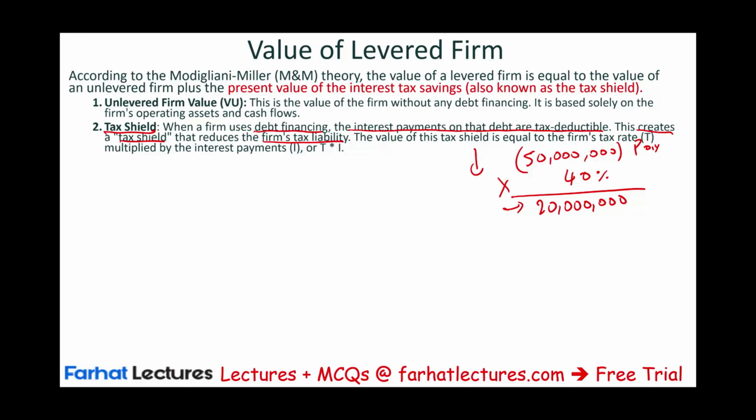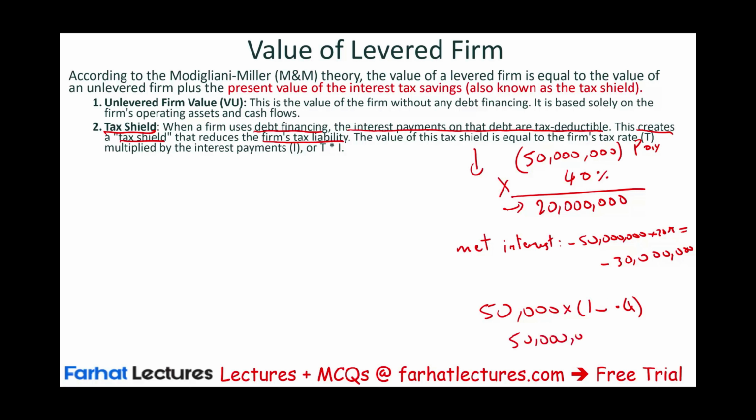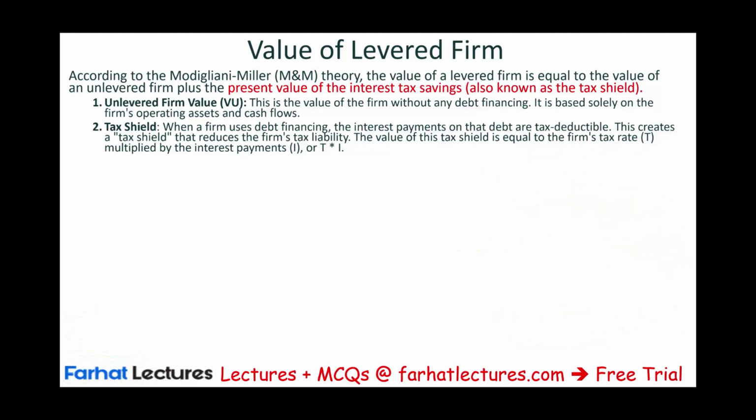We saved $20 million on our taxes, because reducing our taxable income means saving taxes, whatever we reduced by 40%. So simply put, if we want to find the net interest cost for this company, we start with negative $50 million plus $20 million in savings, so the net cost is $30 million. Another way to find this $30 million is $50 million times 1 minus 0.4, 1 minus the tax rate: $50 million times 0.6 equals $30 million. Same thing. So notice the net cost is $30 million, but the tax savings, or the tax shield, is $20 million. So now we understand how the tax shield works.